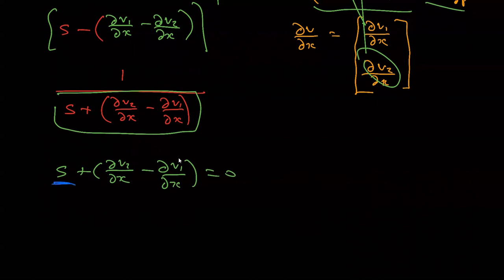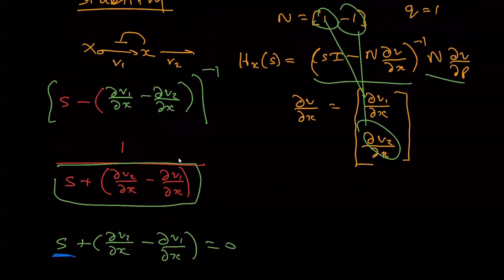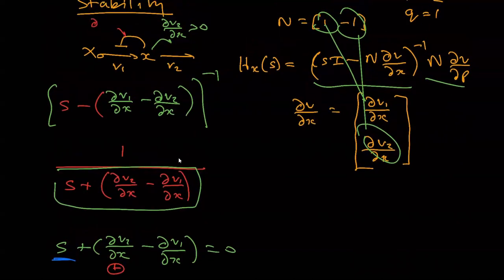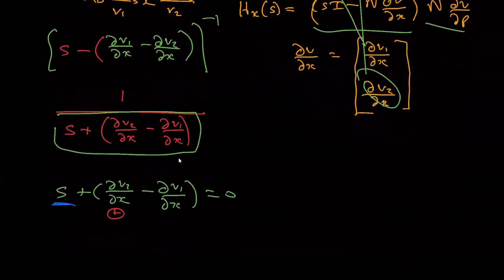Okay, so what can we say about these terms? Well, first of all, this one here is dv2 dx. So that's that one. This one is positive, okay, because x enhances the reaction rate. So I'll put a positive here. All right. This one here is dv1 dx. That's negative because that's inhibition. But of course, we have a negative here, so this whole thing is positive.